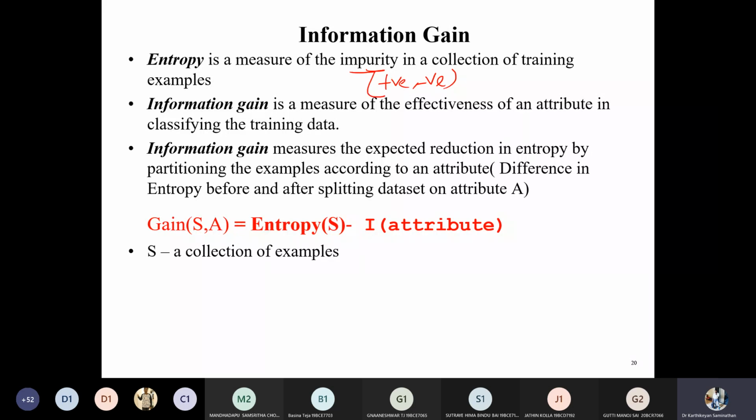Information gain is a measure of the effectiveness of an attribute in classifying the training data. That is what information gain is. The measure is the expected reduction in entropy by partitioning the examples according to an attribute: the difference in entropy before and after splitting the data set on attribute A. So gain is nothing but entropy minus the attribute term, or else you can add the sum of all the attribute values multiplied with their entropies.